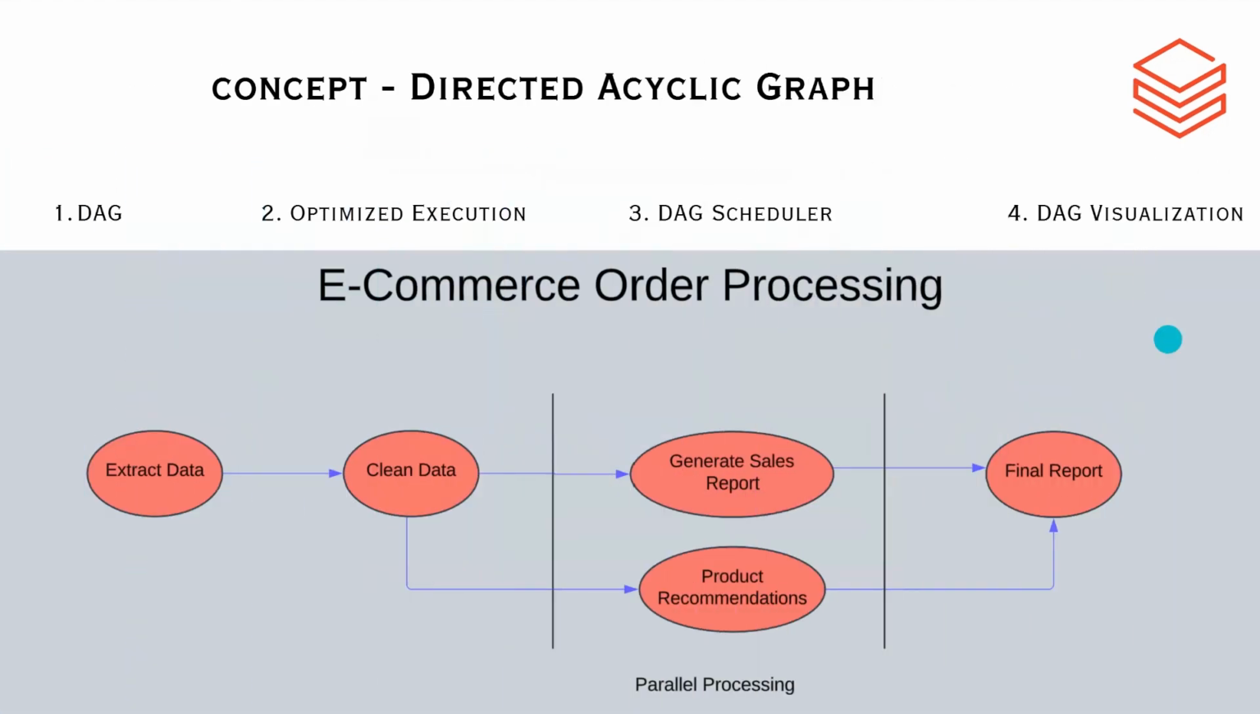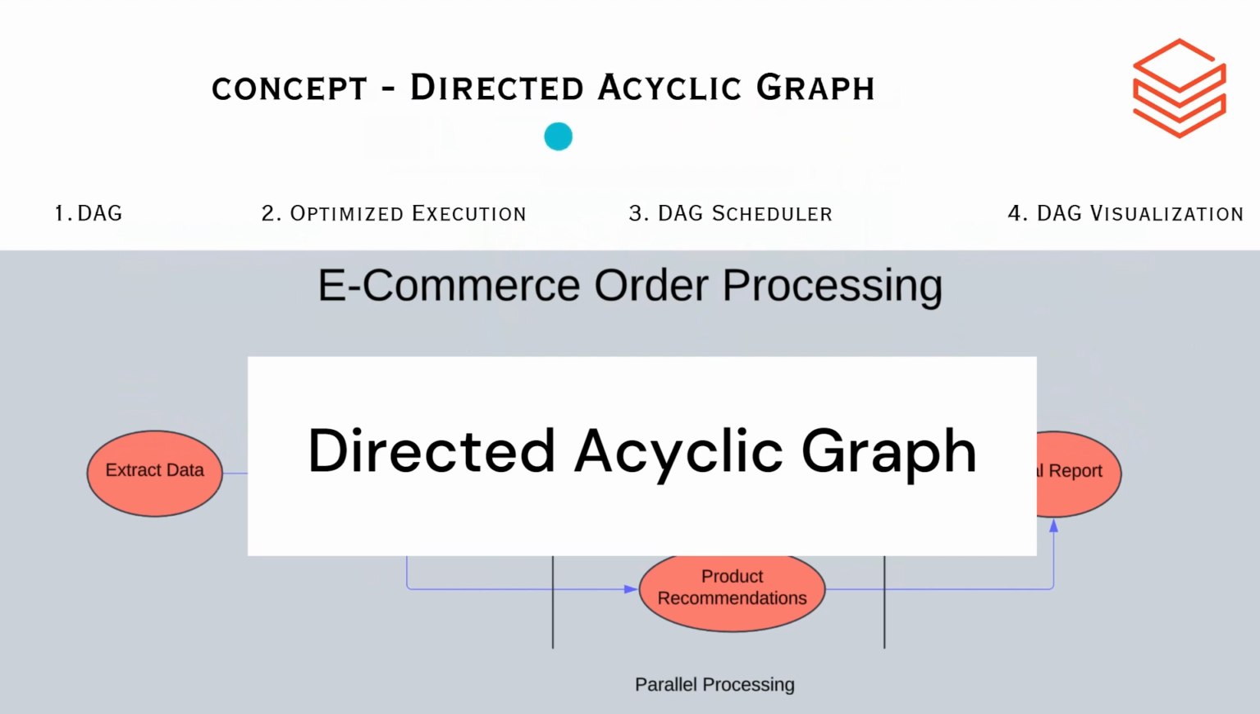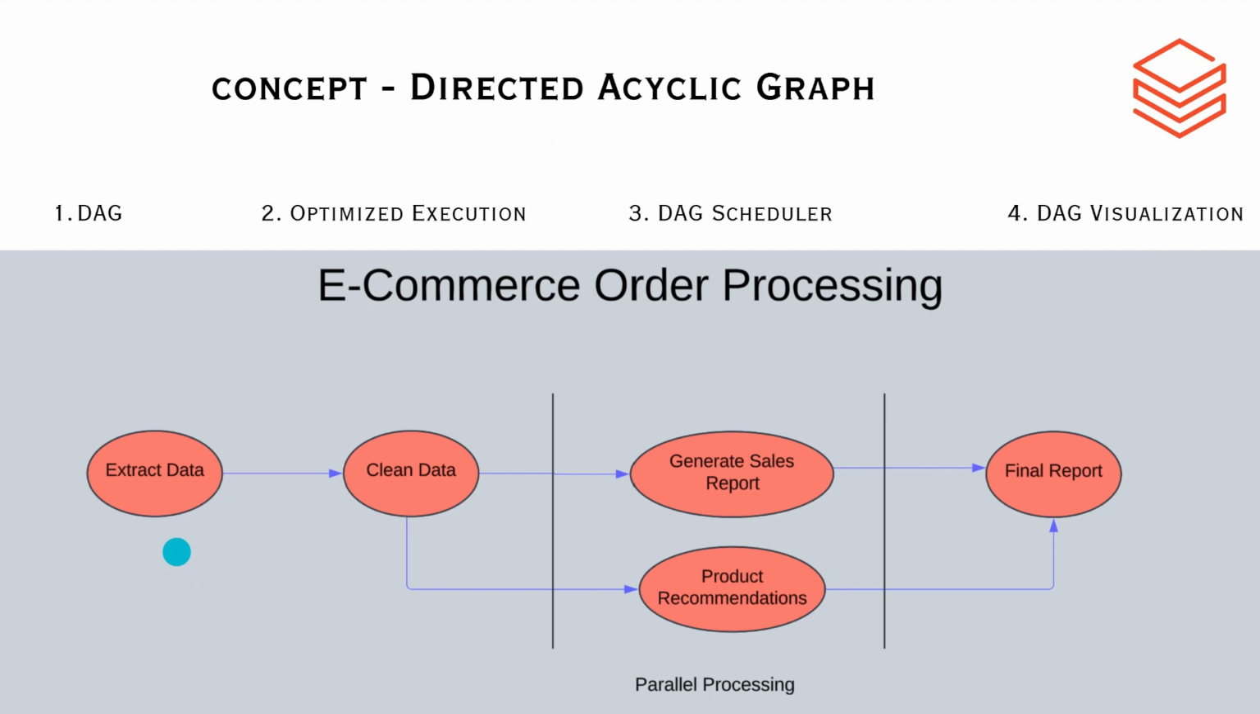Now let's try to understand the concept of directed acyclic graph. So in Apache Spark, this DAG is a way of organizing operations that need to be performed on your data. So each operation is represented as a node in the graph, and the arrows between these nodes show the order in which these operations need to happen. So this term acyclic means there are no loops. So once this operation is performed, it doesn't go back to the previous one.